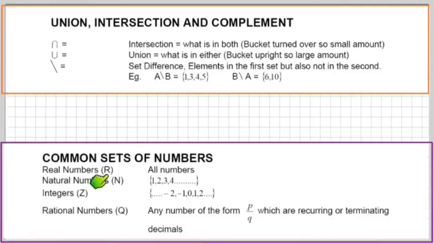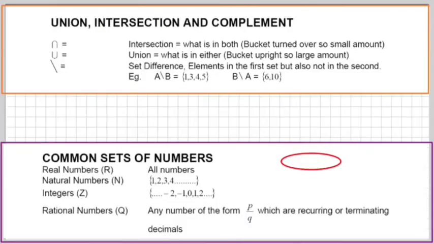The reals are capital R, the naturals are capital N, integers capital Z, and the rational numbers, which we denote with capital Q, are any number which can be written in the form P over Q, where P and Q are whole numbers, okay? E.g. 2 over 3, 5 over 7, minus 8 over 9, whatever, okay?